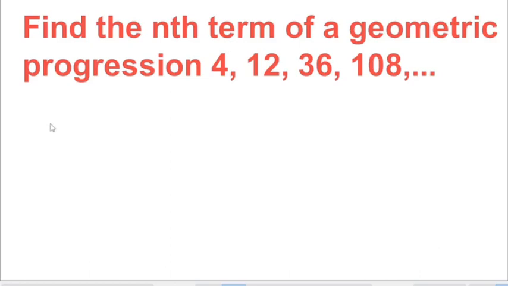In order for us to find the nth term of a geometric progression, we need to come up with the formula. The formula is: nth term is equal to ar to the power n minus 1. Here we need to find the value of a and the value of r, which is the common ratio. To find these values, we are going to write our sequence.